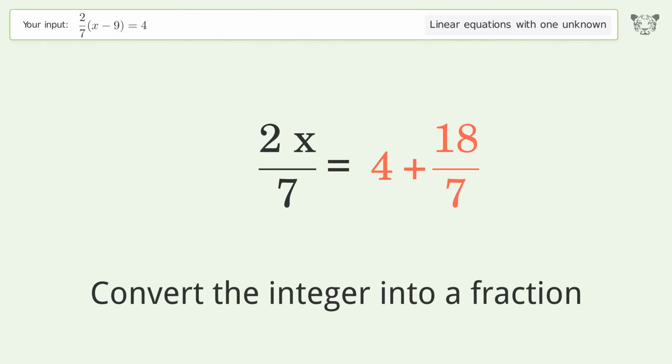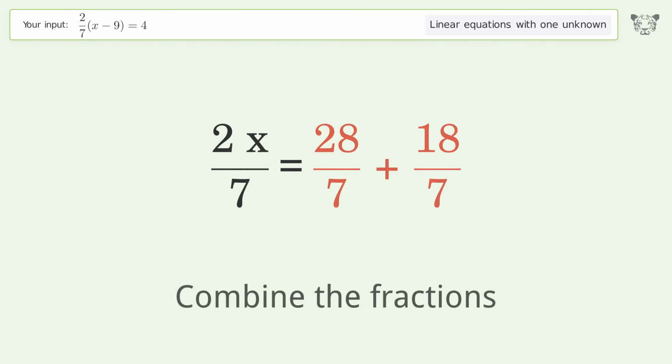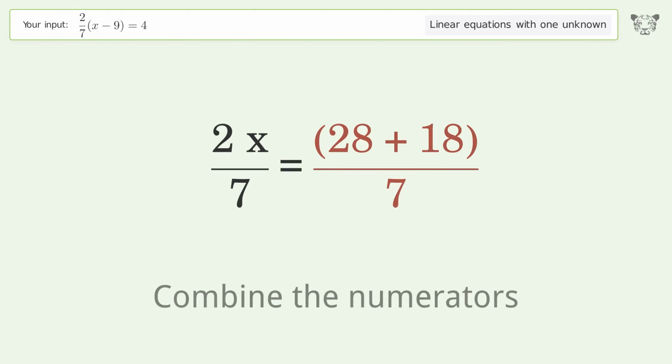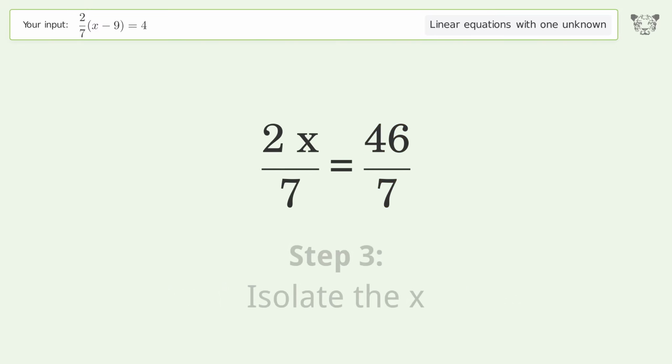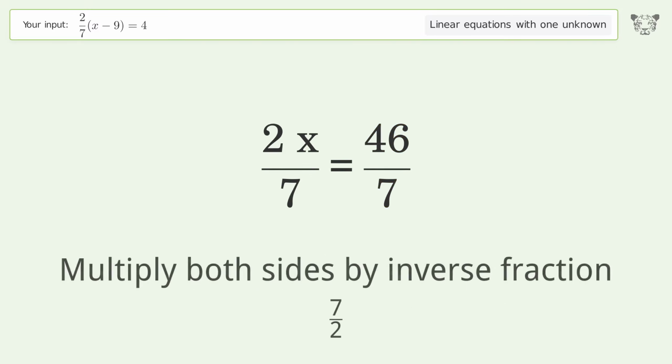Convert the integer into a fraction. Combine the fractions. Combine the numerators. Isolate the x. Multiply both sides by inverse fraction 7/2.